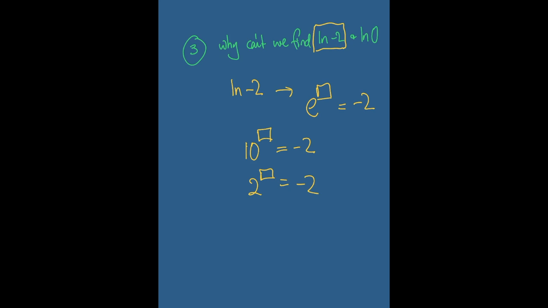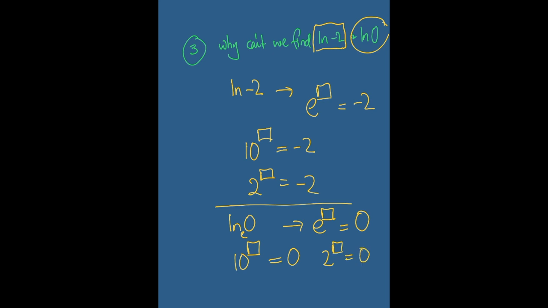It doesn't exist. Similarly, looking at this one, natural log of 0, this is asking us what power of e, because that's the base, will give us 0. There is no power that will give you 0. Even 10, we can't find anything that will give us 0. Even 2, we can't find anything that will give us 0. We can't find a power that will give us 0. It doesn't exist. It's undefined, so we can't find the answer to it.